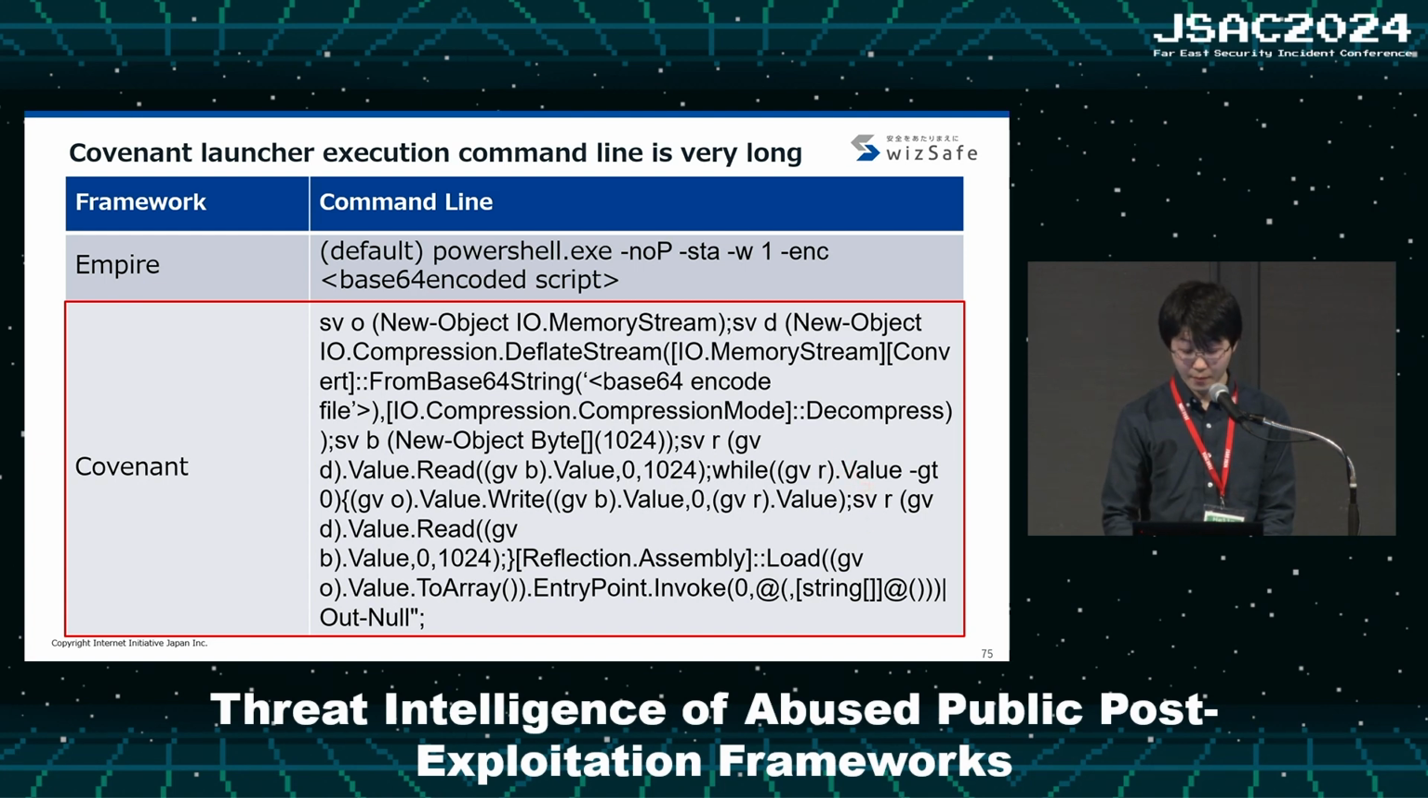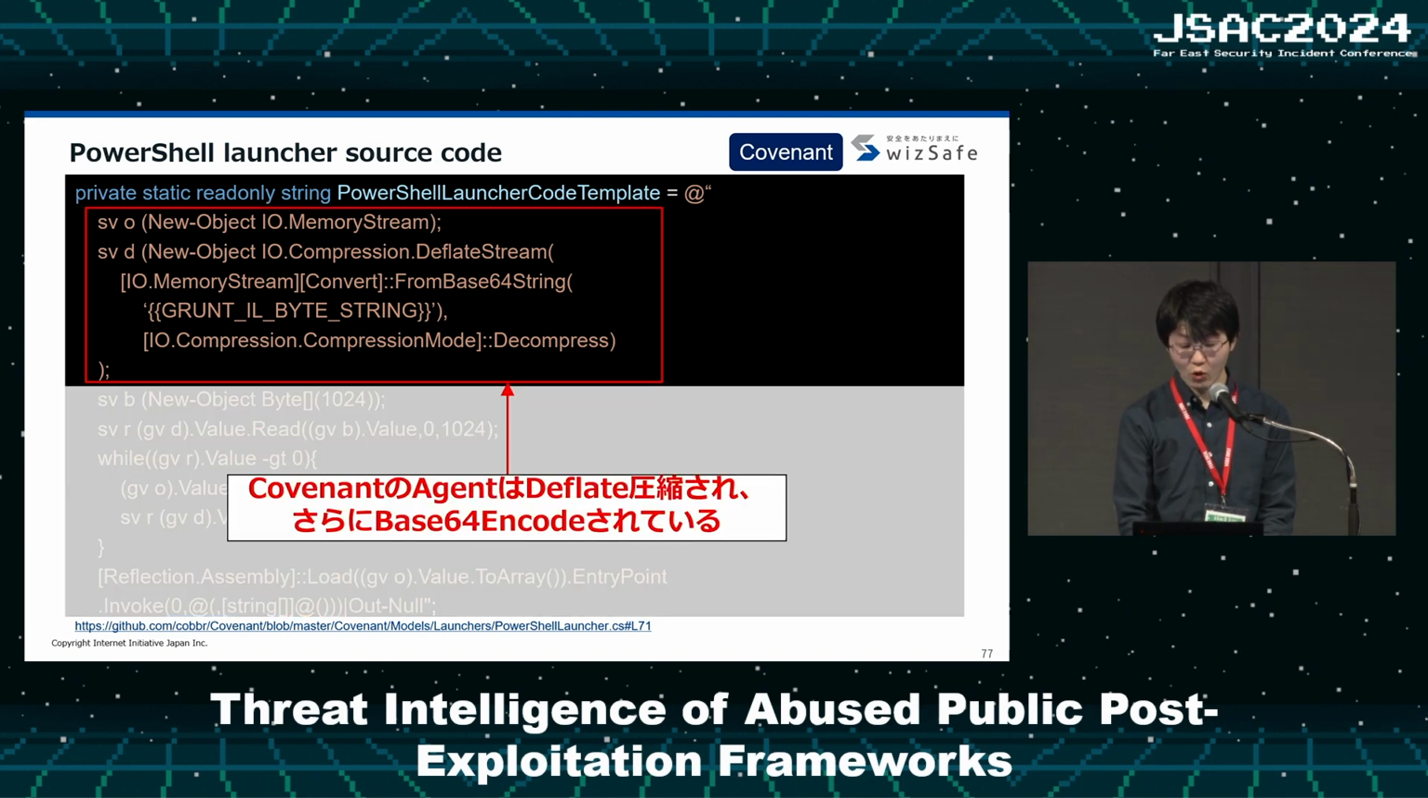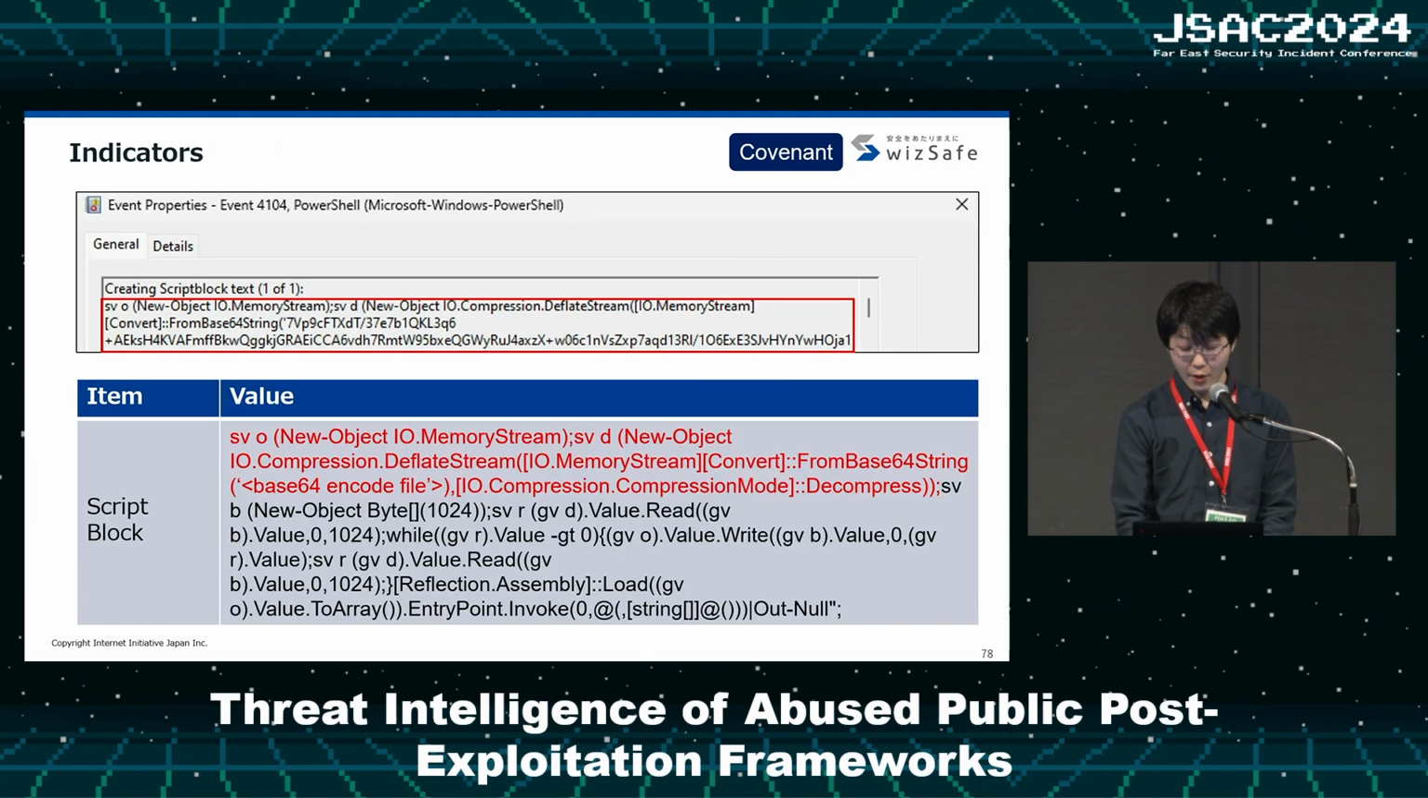It has this long string that's recorded. When you look at the source code, the upper portion has a Covenant agent being compressed with the deflate algorithm and encoded using Base64. So in the event log, what you just checked is recorded as a long string. Lastly, it calls the data in memory to execute the file. And to add information, this event log that I'm showing is different from the event log number that I've been showing, so you need to be careful. So these are the executions.